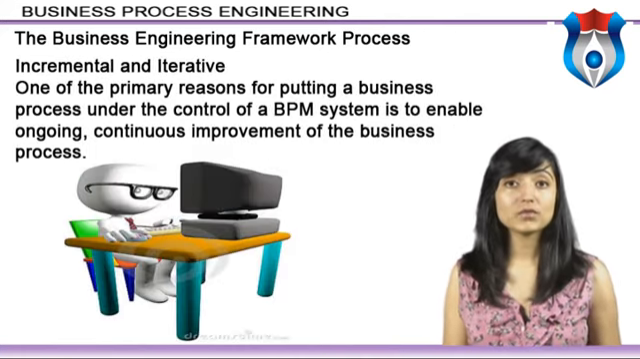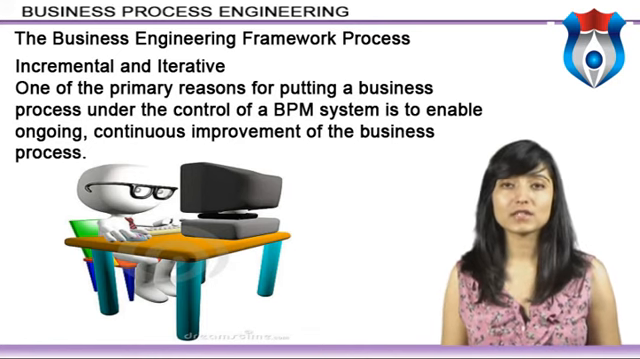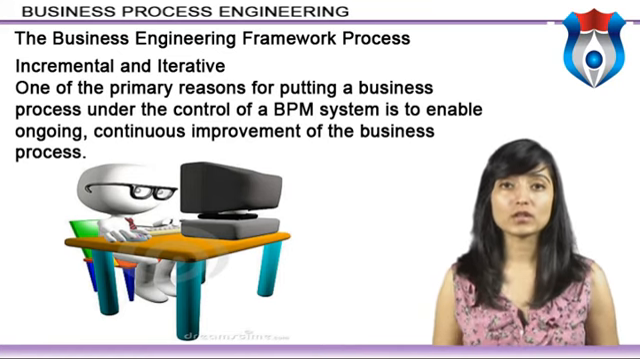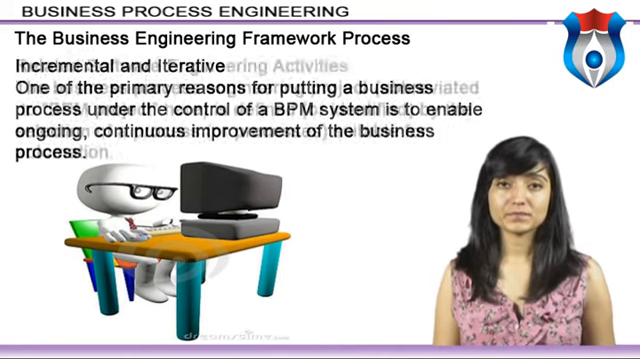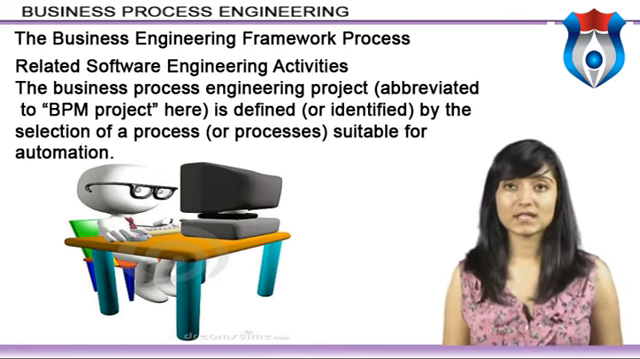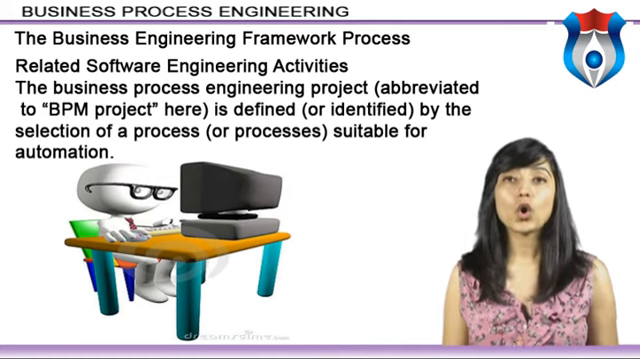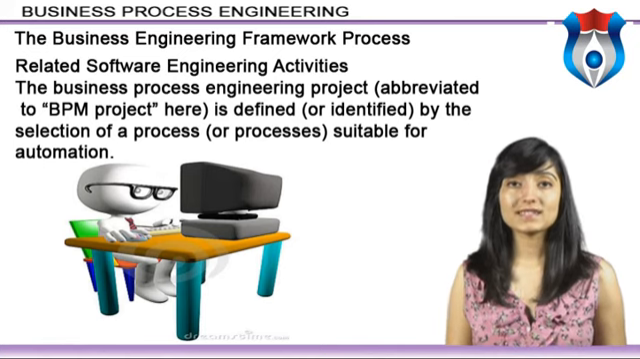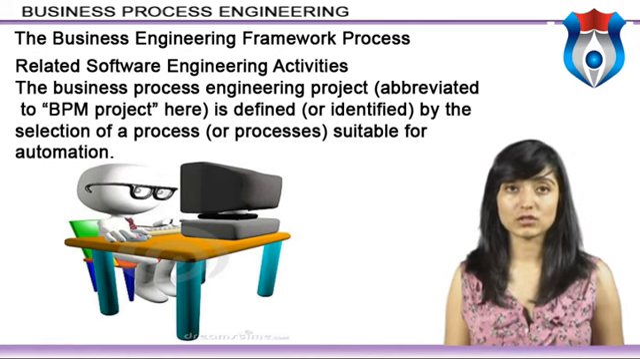One of the primary reasons for putting a business process under the control of a BPM system is to enable ongoing continuous improvement of the business process. The Business Process Engineering Project, abbreviated to BPM project, here is defined or identified by the selection of a process or processes suitable for automation.